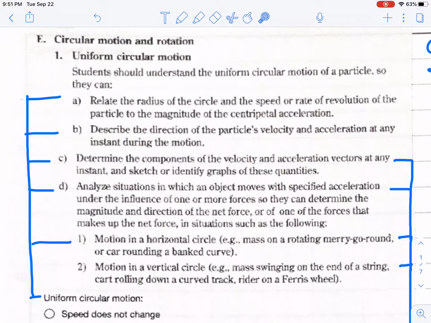You should know the relationship between the radius of the circle and the speed or the rate of revolution, and how those are related to the magnitude of centripetal acceleration. You should be able to describe the direction of the particle's velocity and acceleration at any instant during the motion. And for uniform circular motion, the velocity is going to be tangential and the acceleration is going to be towards the center. We call that the centripetal direction.